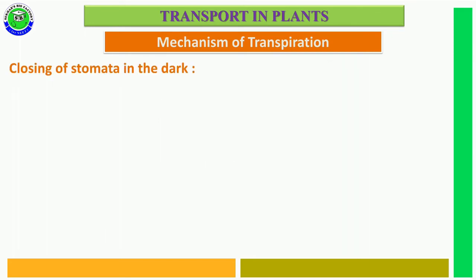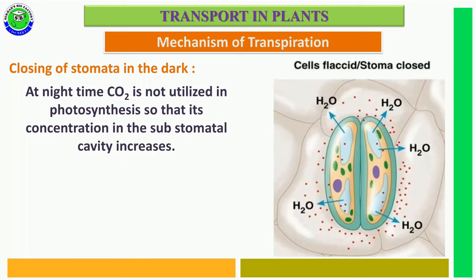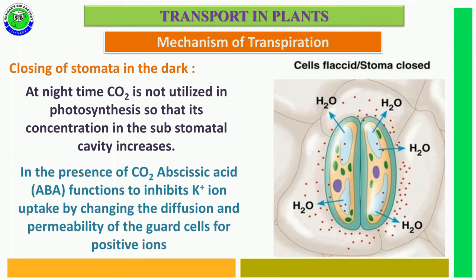In the closing mechanism of stomata in dark, at night time, CO2 is not utilized in photosynthesis, so the CO2 concentration increases in substomatal cavity. Due to this CO2 concentration, one of the plant hormones, called abscisic acid or ABA, functions to inhibit K plus ions uptake by changing the diffusion and permeability of guard cells for positive ions.